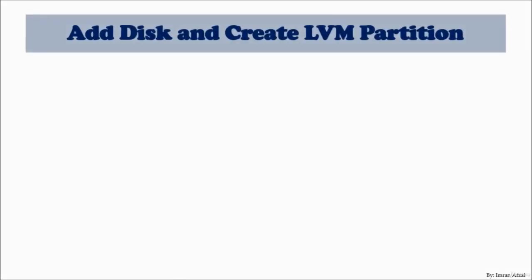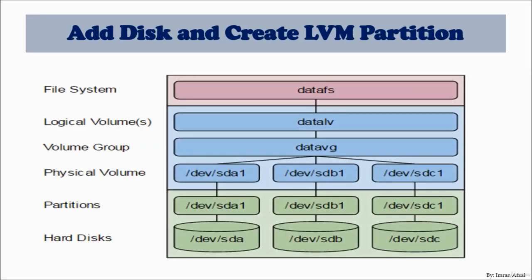Adding disk and creating a logical volume manager partition. Look at this picture now. At the bottom of the picture, you will see we have hard disk 1, SDA, hard disk 2, hard disk 3. So on every hard disk, we create a partition.